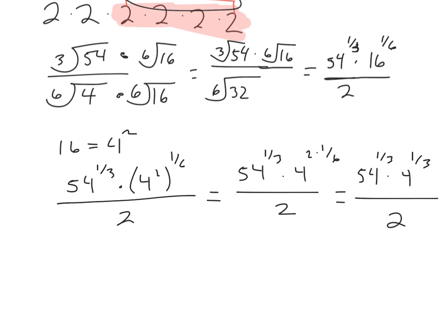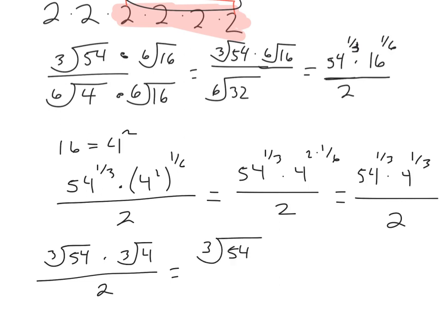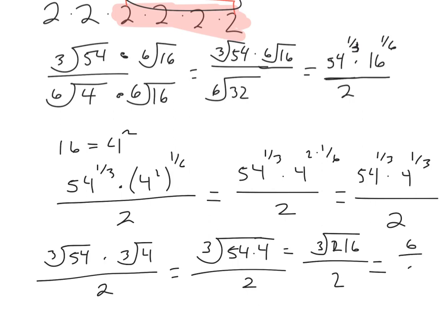Now, converting those back into radicals, I just wanted you to see it all. I now have this. And now I have the ability to go ahead and do the cube root of 54 times 4 divided by 2. Now, 54 times 4, that's 216. Cube root of 216 divided by 2, and that gives you 6, like we said previously. And then what's 6 divided by 2? That's 3. So, yes, you might encounter one of these, okay?